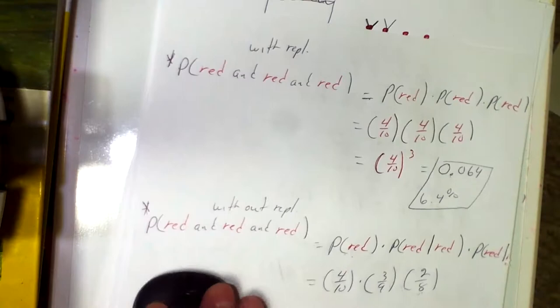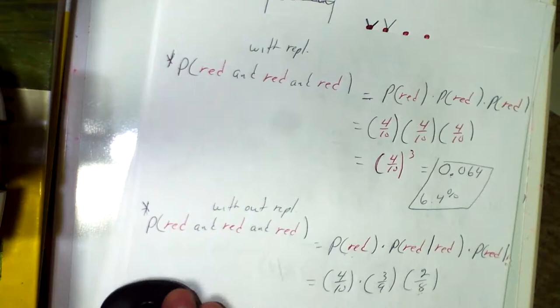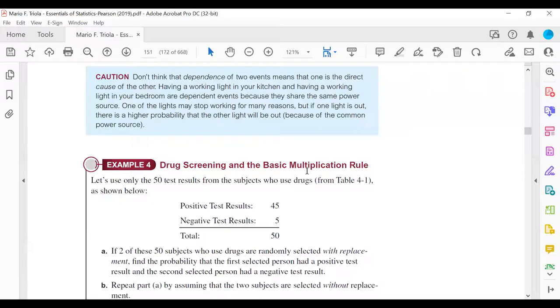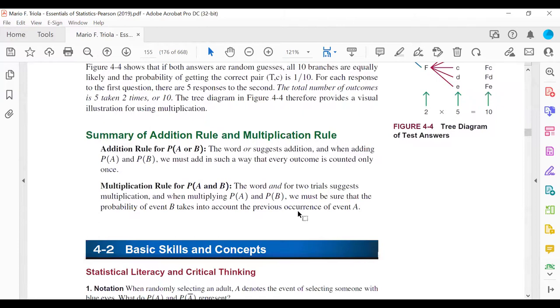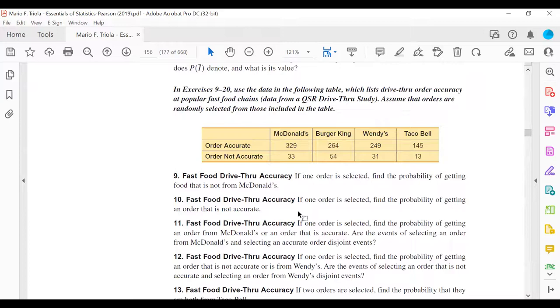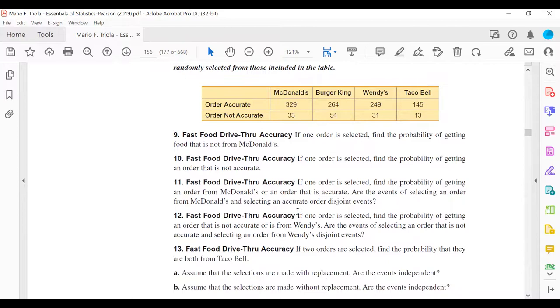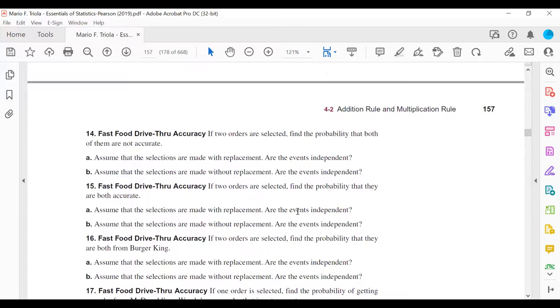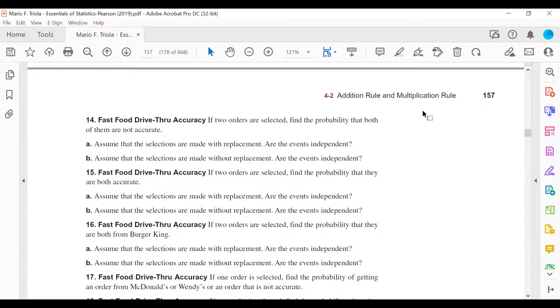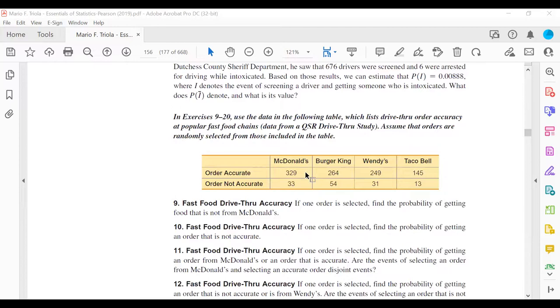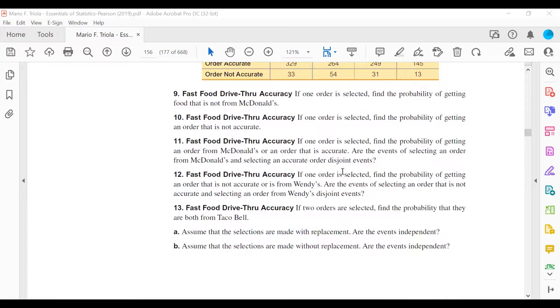Let's try one or two. All right, so this one is about the order accurate and not accurate. We're gonna do on the next page number 15. If two orders are selected, find the probability that they are both accurate. Okay, both accurate. All right, so we're gonna go to our table, our Punnett square, right? And we're doing 15.